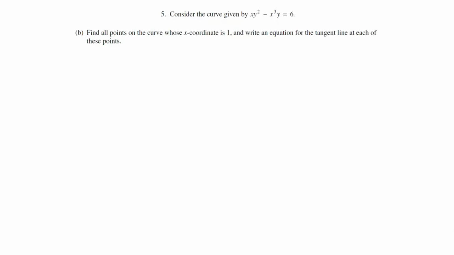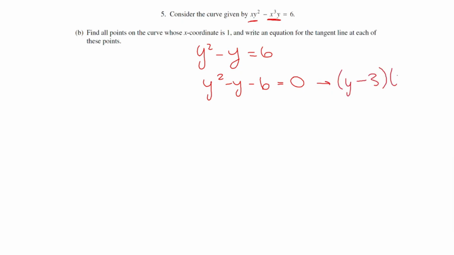For part B, it says find all points on the curve whose x-coordinate is 1 and write an equation for the tangent line for each of them at those points. So if x is equal to 1, we're going to get y squared if we plug in 1 here, minus y if we plug in 1 there, equals 6. Or y squared minus y minus 6 is equal to 0, which we can factor into y minus 3 and y plus 2 equals 0, giving us y values of 3 and -2.